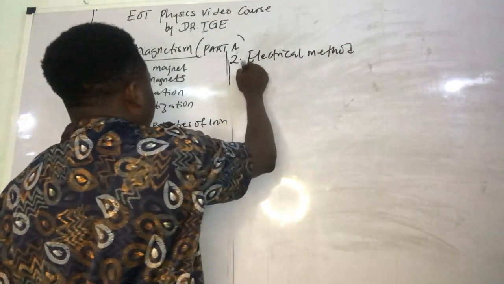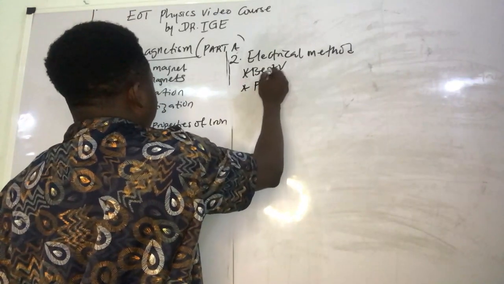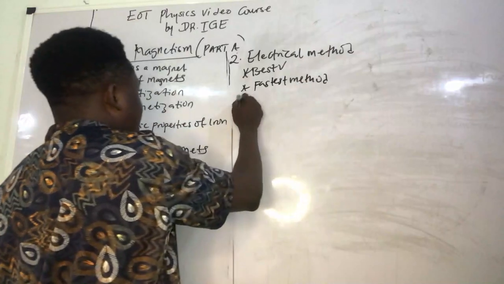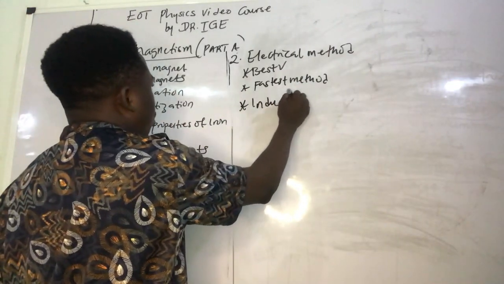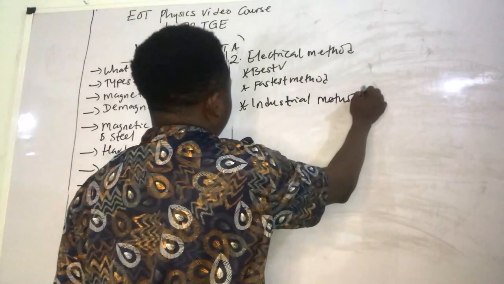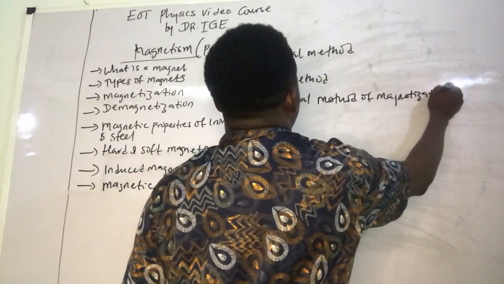The electrical method is the best method, the fastest method. You understand? And it is the industrial method of magnetization.